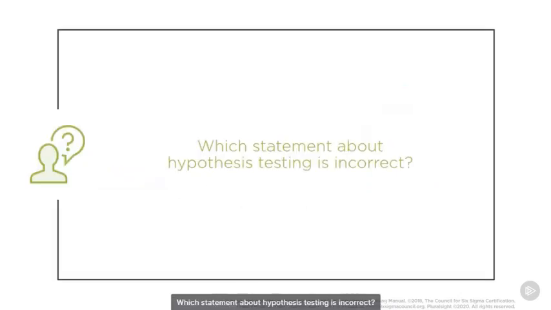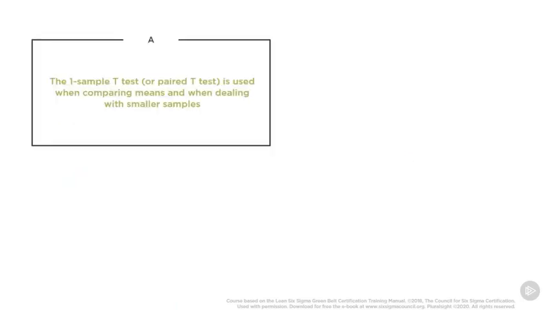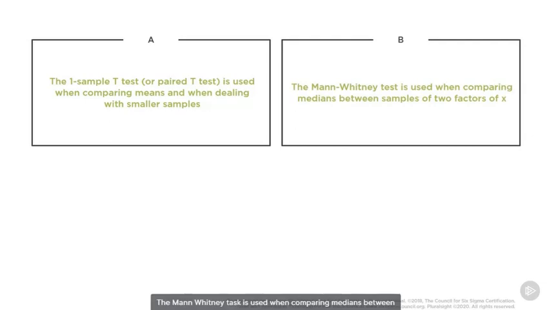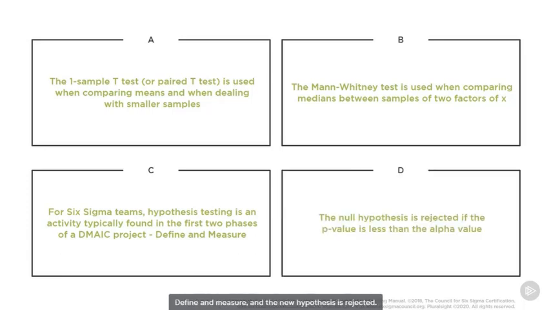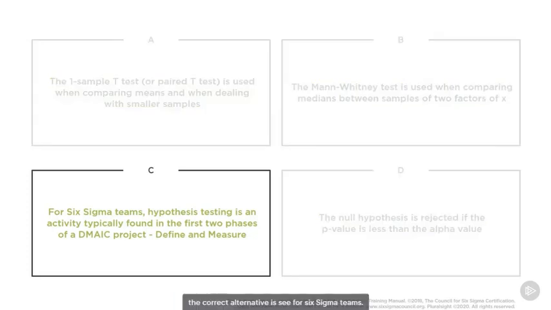Next question. Which statement about hypothesis testing is incorrect? Alternative A, the one-sample t-test or paired test is used when comparing means and dealing with smaller samples. B. The Mann-Whitney test is used when comparing medians between samples of two factors of X. C. For Six Sigma teams, hypothesis testing is an activity typically found in the first two phases of a DMAIC project, define and measure. And D. The null hypothesis is rejected if the p-value is less than the alpha value. The correct alternative is C.